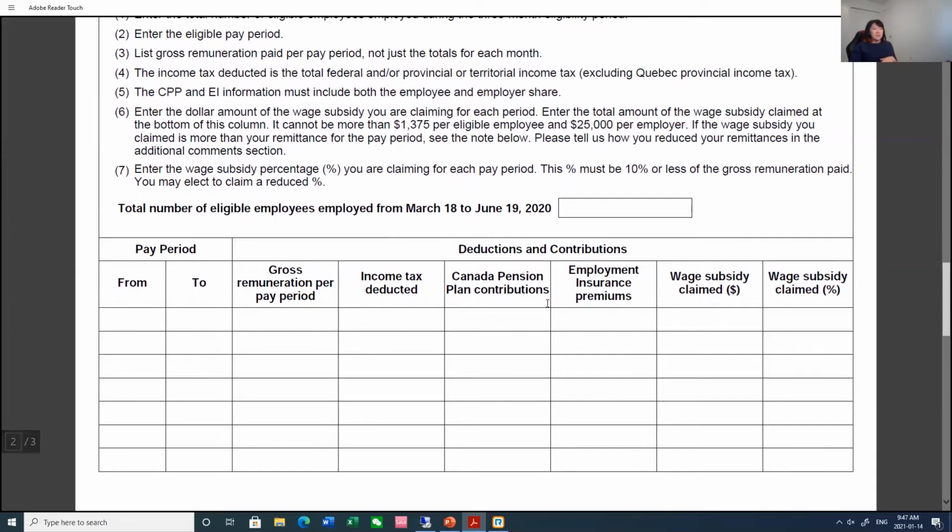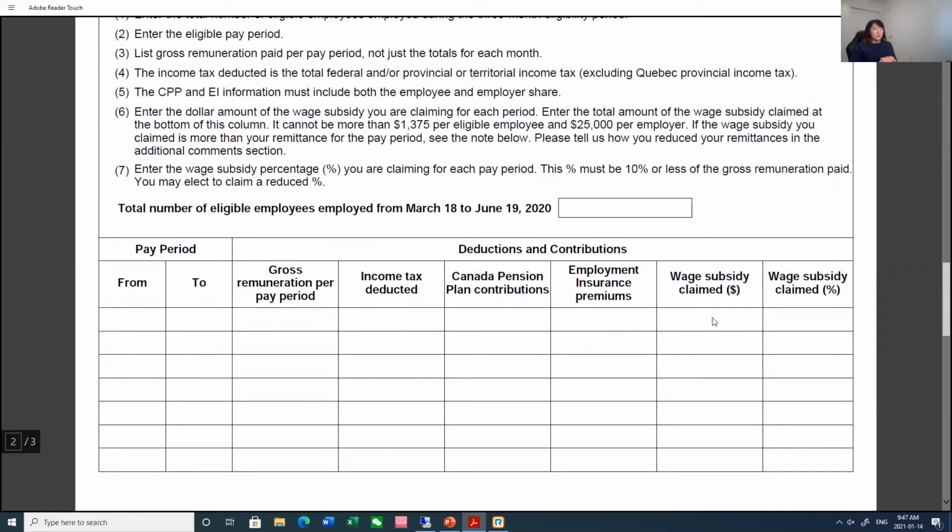For the CPP and EI contribution portion, you have to be careful, because they want you to include both the employee and the employer contribution portion of the CPP and EI. So please add those together and then put the totals in these columns here.